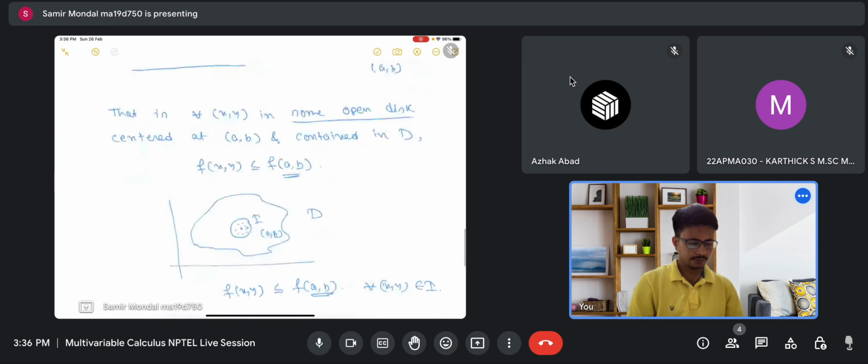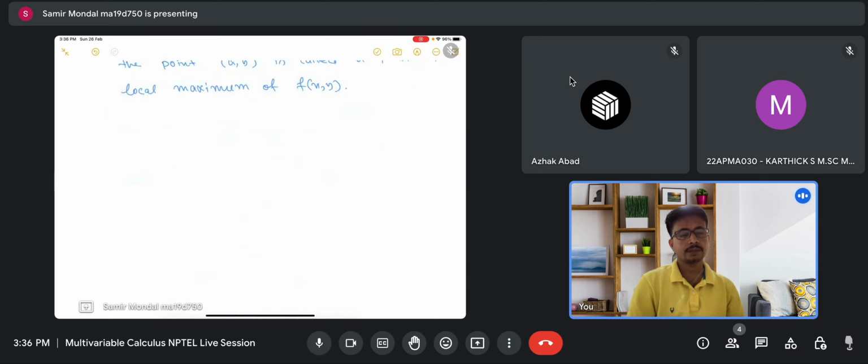I can give you one example showing that global maxima and local maxima are not the same. Suppose I give an example for a single variable function, where the local maxima and the global maxima are not the same.